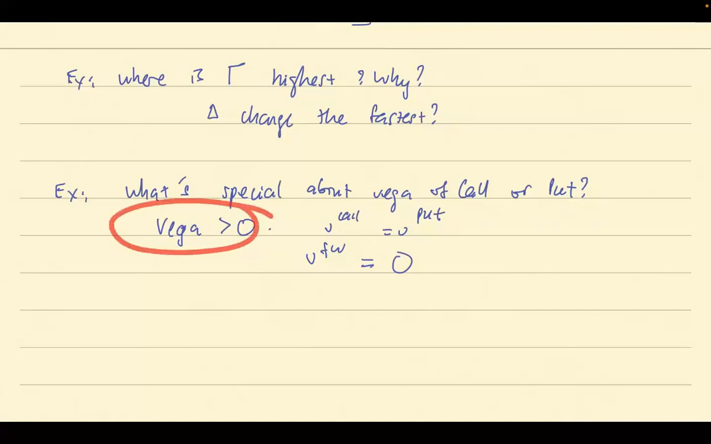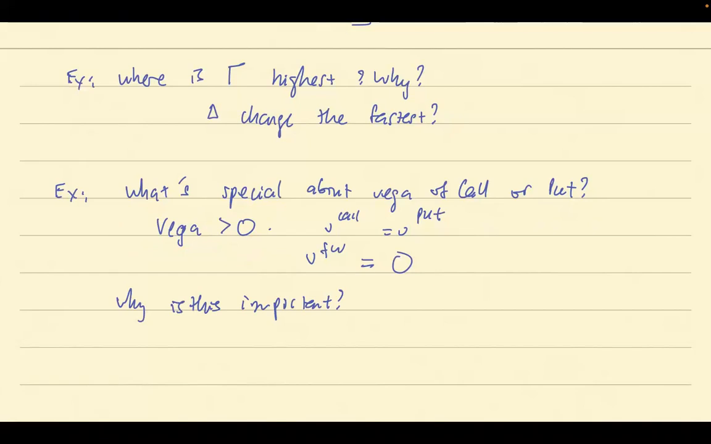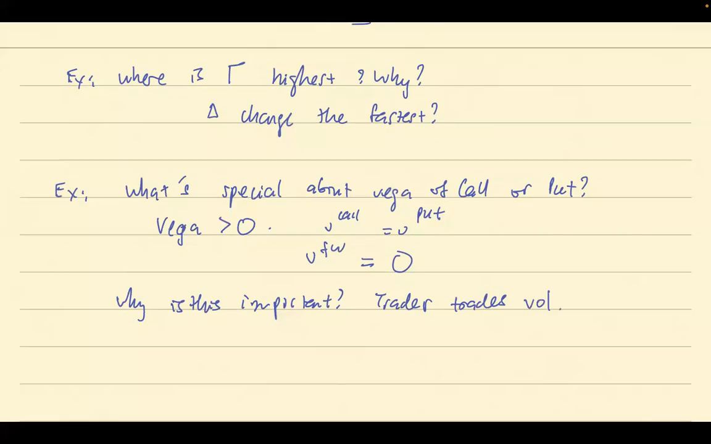Why is this fact important? Well, if a trader sees this, they would know exactly why. Have you heard of traders who trade volatility? First of all, what in the world does it mean to trade volatility? Can you sell me a volatility I can take home with? Obviously not. Volatility is not something that we can take home.